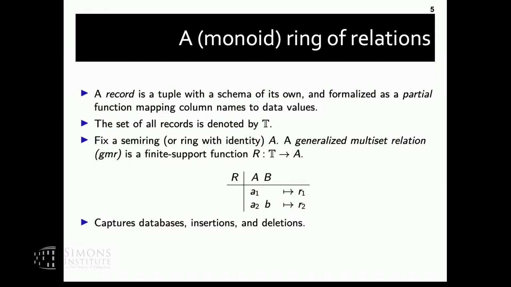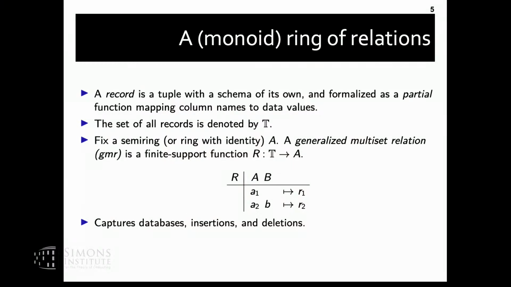So a record conceptually is a tuple with a schema of its own, right? So a relation, in my context, could have records, tuples of different schemas. It's a set of tuples, and each tuple has its own schema, so it's a kind of partial function mapping column names to data values, right? And we call T the set of all records that I can build, given a vocabulary of column names and a domain of data values, right?